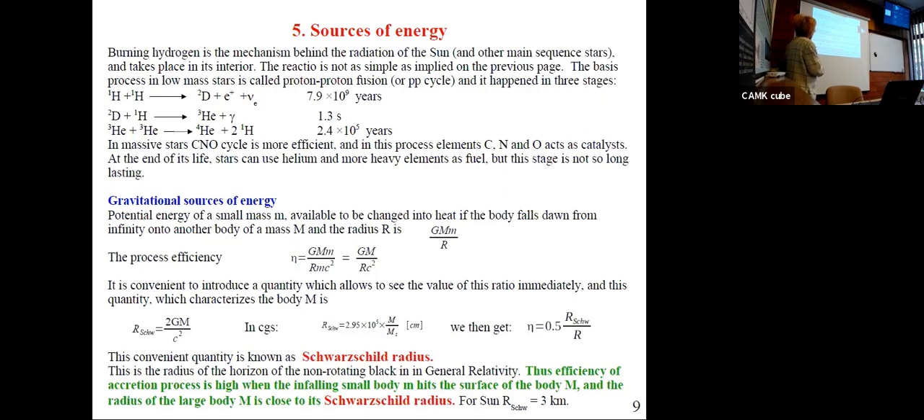In order to see immediately for which objects this kind of efficiency is important, it's convenient to introduce a certain quantity, which is named the Schwarzschild radius, and this is its definition. In CGS units, it's more or less 3 × 10^5 times the mass divided by the solar mass, and the result is in centimeters. From that, we get the efficiency: it's 0.5 times the ratio of the Schwarzschild radius of the body M divided by the radius. Of course, the Schwarzschild radius here is not a pure accident. You heard that the Schwarzschild radius represents the horizon of a non-rotating black hole, and the Schwarzschild radius of the sun is equal to 3 kilometers, as is obvious from this formula.